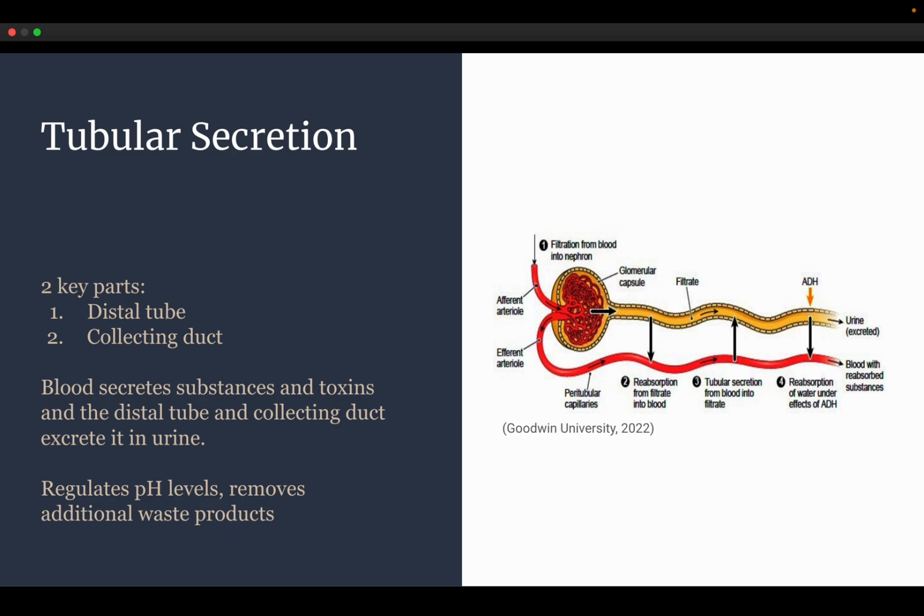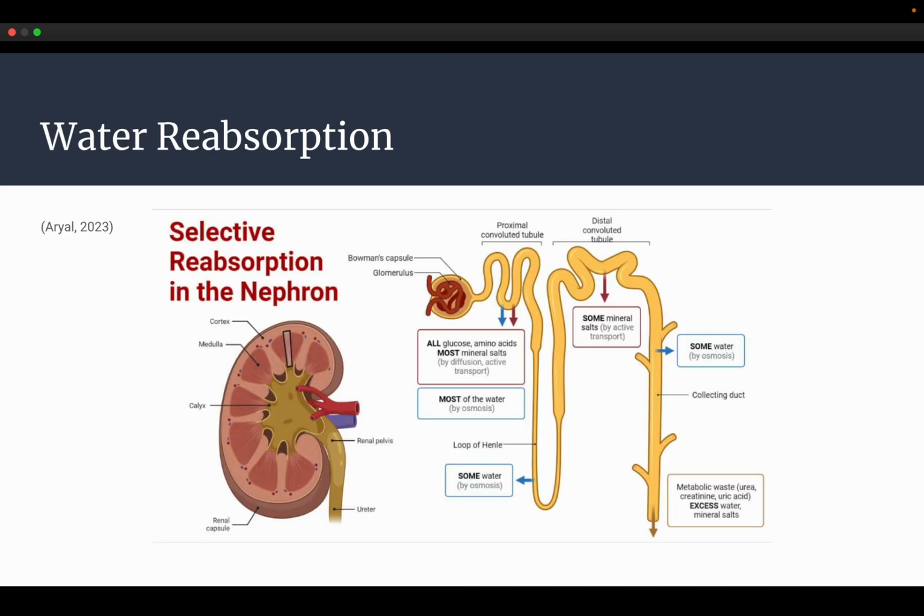The third step in the formation process is tubular secretion, which occurs largely in the distal tubule and the collecting duct. This step involves substances such as hydrogen ions and potassium, along with specific toxins. These aforementioned substances and toxins are secreted from the blood into the tubules and subsequently excreted in urine, which assists our body in regulating pH levels and removing additional waste products.